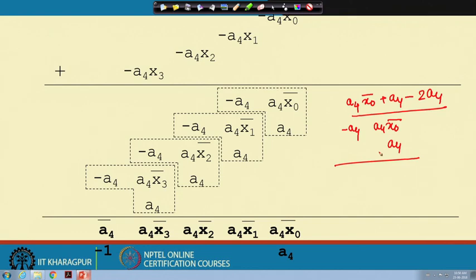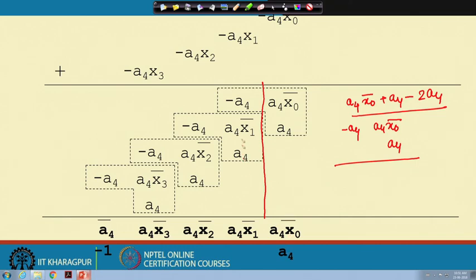Same for this A4 x1. For A4 x1, it will be minus A4 over here and A4 x1 bar over here and A4. Then again for A4 x2: minus A4, A4 x2 bar, A4. For this one, minus A4 x3: minus A4, A4 x3 bar, A4, correct. Now, if I do the position-wise addition operation, at this particular case what I am getting? A4 x0 bar, A4.